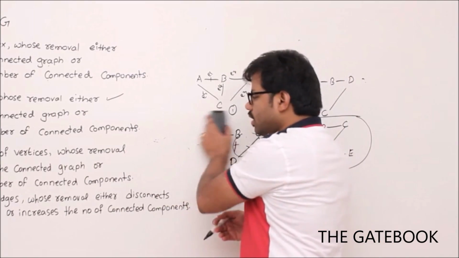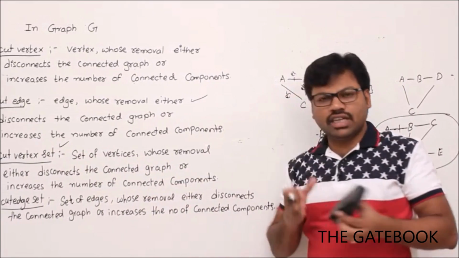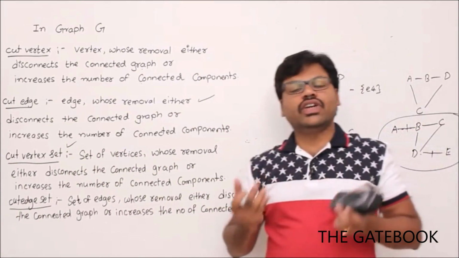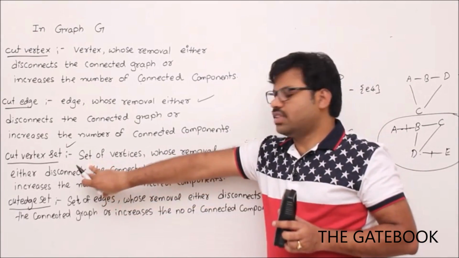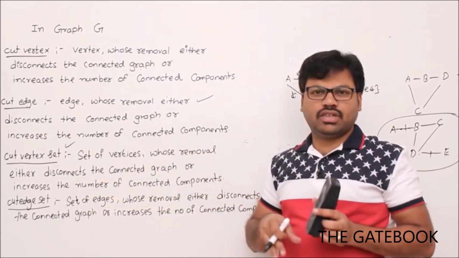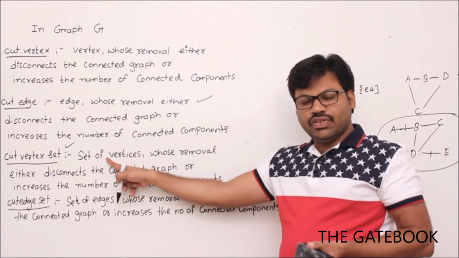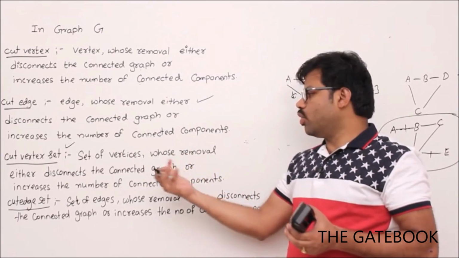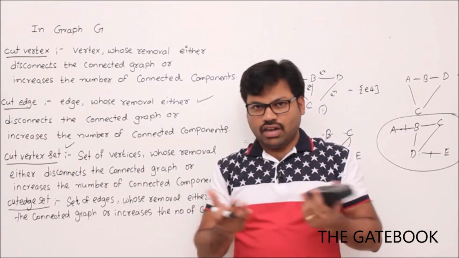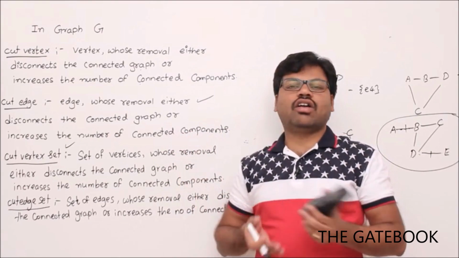Now we'll go to the next concept, cut vertex set. What is a cut vertex set? It's a set of vertices whose removal, we'll use the same logic or same concept. That means rather than one vertex, we are removing a set of vertices, whose removal either disconnects the connected graph or increases the number of connected components. Such a combination is called a cut vertex set.